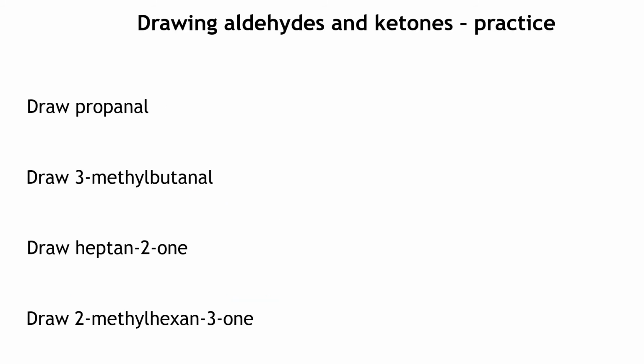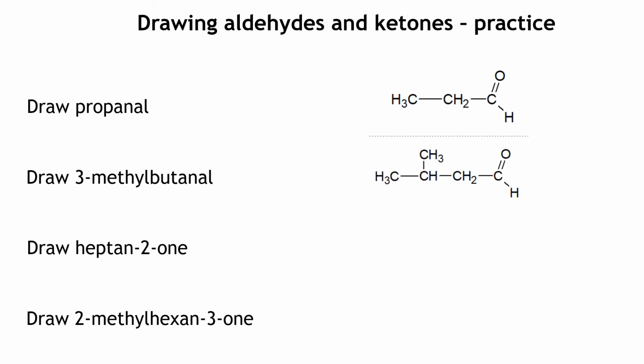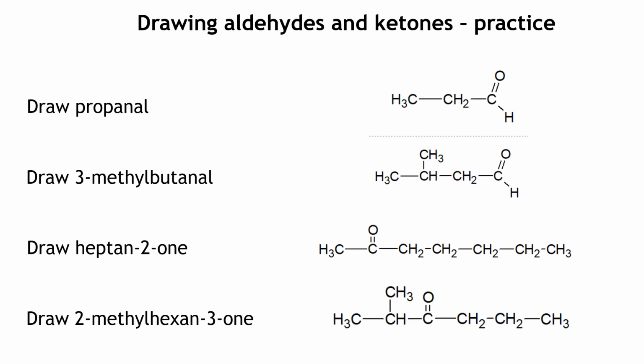As well as naming aldehydes and ketones, whether they're straight chain or branched, you will need to be able to draw the structural formula of them too. Here are 4 examples for you to try, so pause the video and draw the structural formula of the molecule shown. So here is the structural formula for propanal, 3-methylbutanal, heptan-2-one, and 2-methylhexan-3-one.